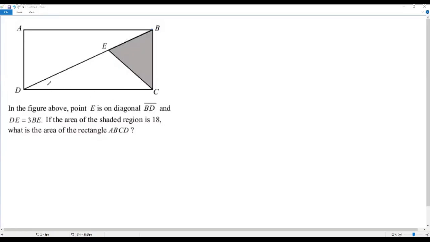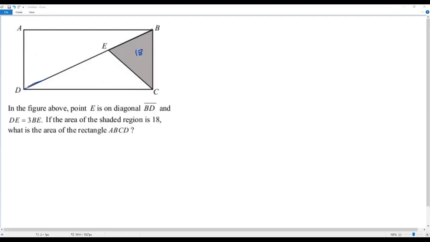Okay, here we have a rectangle ABCD and this BD represents the diagonal of the rectangle. And we have the area of the shaded region over here, that is 18. And we have to get the area of this rectangle ABCD. Now my idea is to get the area of this right triangle DBC. Once I get the area of this triangle, the same area will hold for this triangle DAB, because in a rectangle, the diagonal divides the rectangle into two congruent triangles. So whatever area we get for triangle DBC, the same area will hold for triangle DAB. Then we can add the areas of the two triangles to get the area of the rectangle.